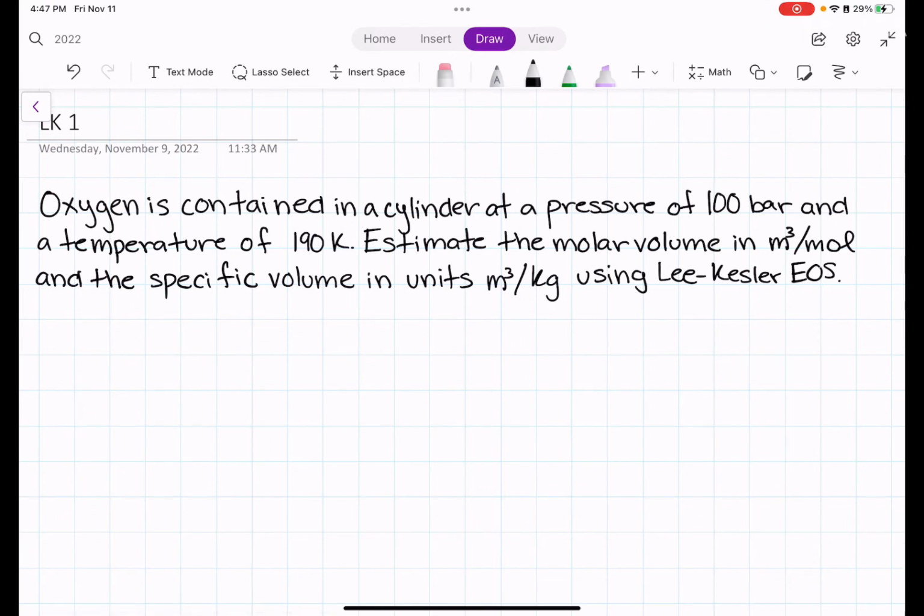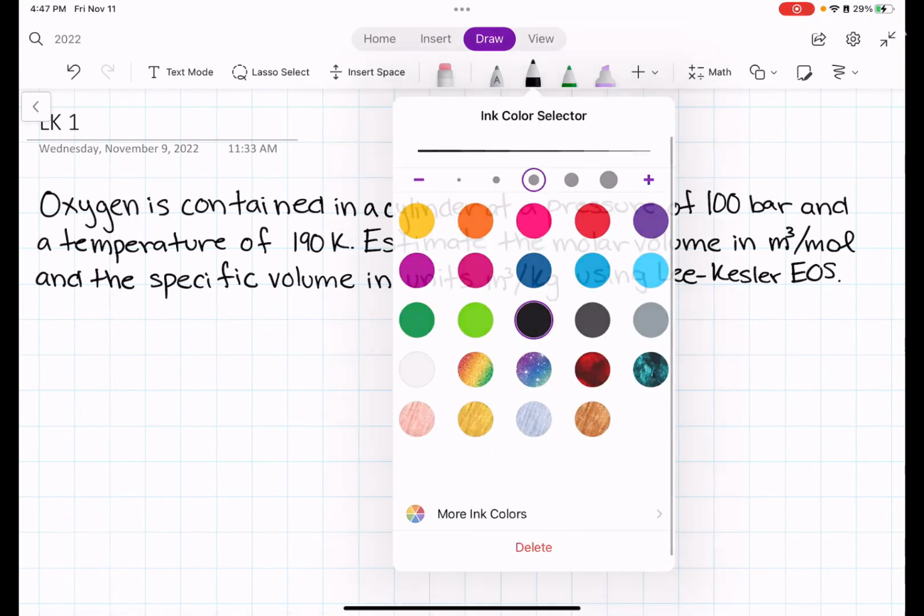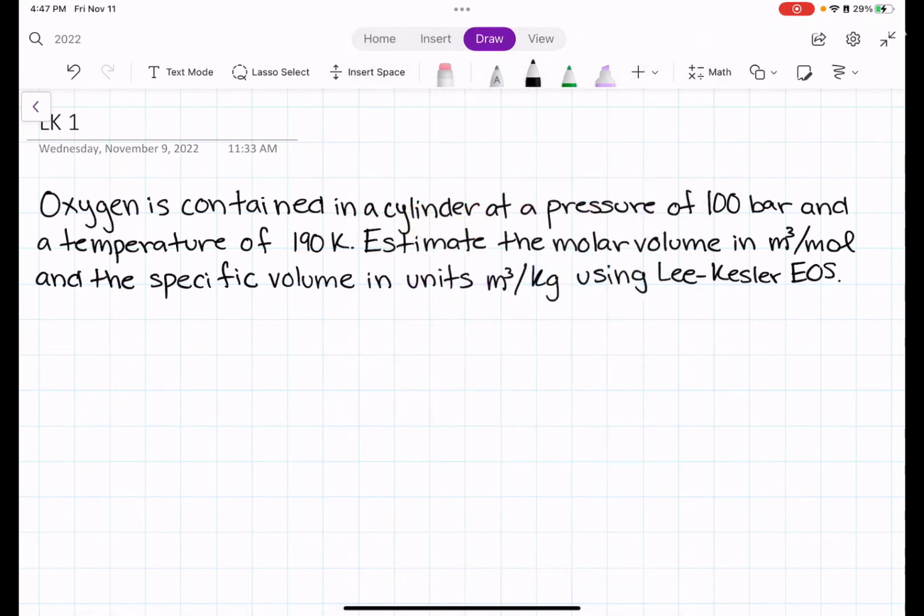Example 1. Oxygen is contained in a cylinder at a pressure of 100 bar and a temperature of 190 Kelvin. Estimate the molar volume in meters cubed per mole and the specific volume in units meters cubed per kilogram using Lee-Kesler's Equation of State.